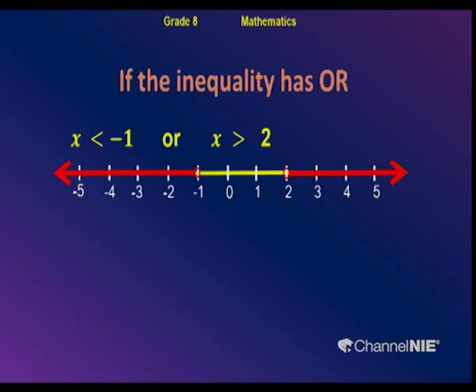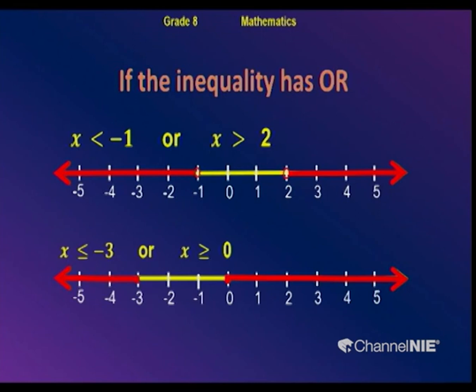In here the lines go in two directions. They do not combine with each other. Then look at the other example: x is less than or equal to minus 3. Now in here x can equal minus 3, so you have to use a closed circle for that. And also x is greater than or equal to 0. There also you have to use a closed circle for this 0 point. You have to color and draw lines like that.